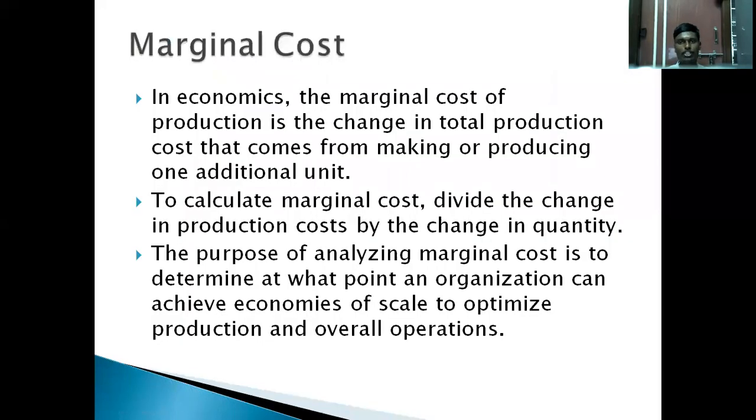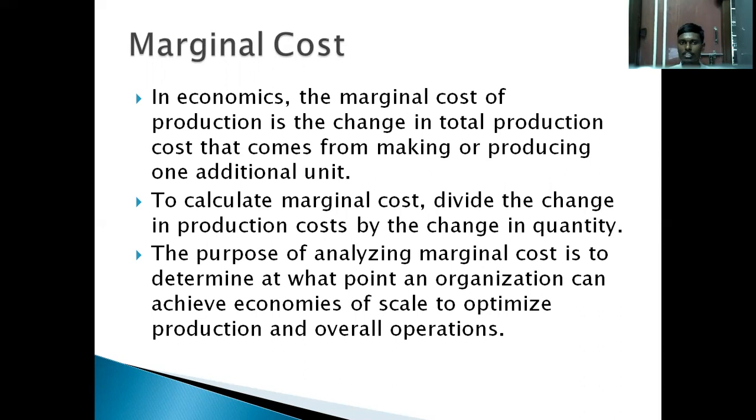So first of all, what is a marginal cost? In economics, the marginal cost of production is the change in total production cost that comes after making or producing one additional unit. To calculate marginal cost, divide the change in production cost by the change in quantity. The purpose of analyzing marginal cost is to determine at what point an organization can achieve economies of scale, meaning the total expenditure and the total returns should be same to optimize production and overall operations.